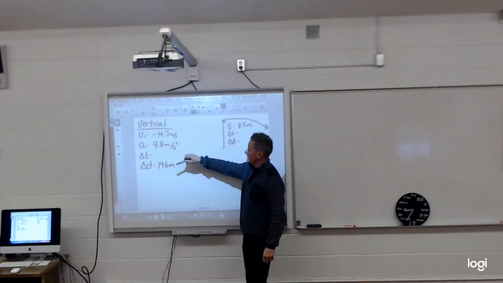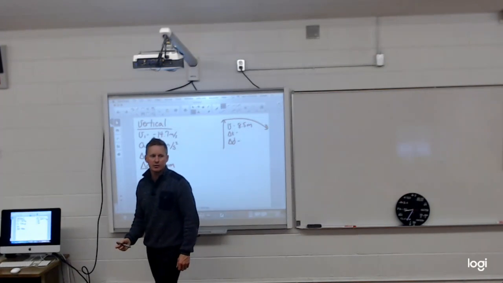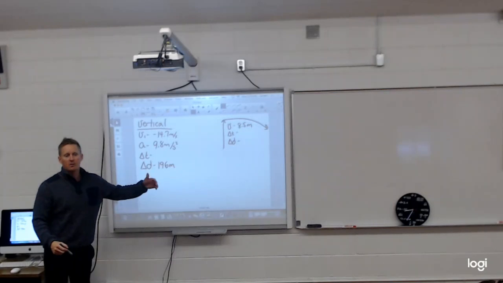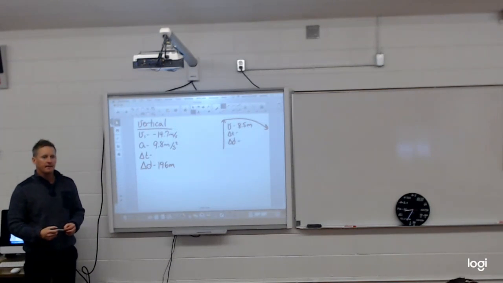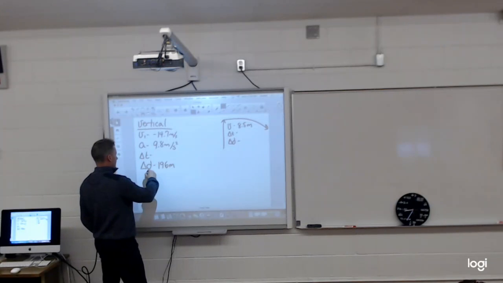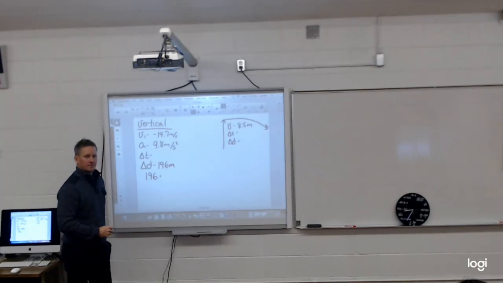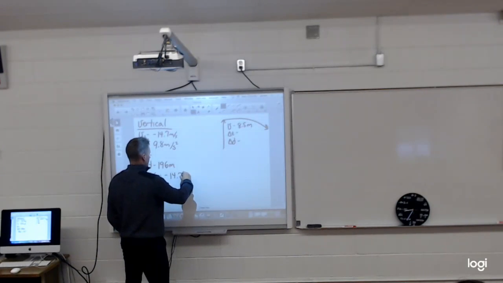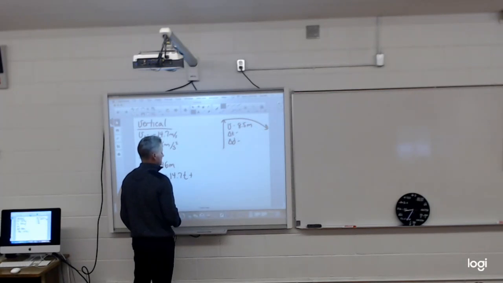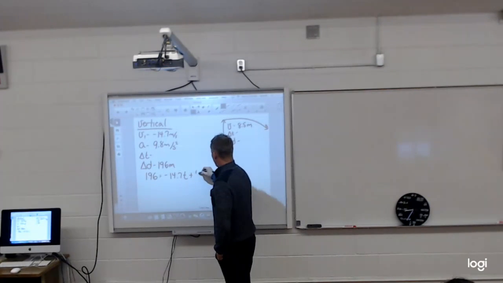I'm going to use the equation that deals with these four pieces of information. So again, it's D equals V1 delta T plus 1/2 A delta T squared, right? So what I have then is 196 equals minus 14.7 T plus half of 9.8, 4.9 T squared.